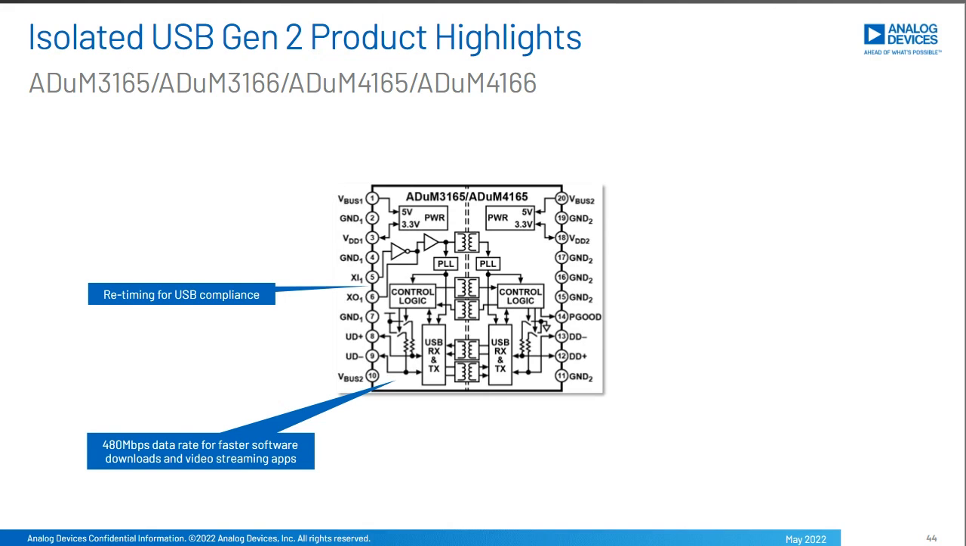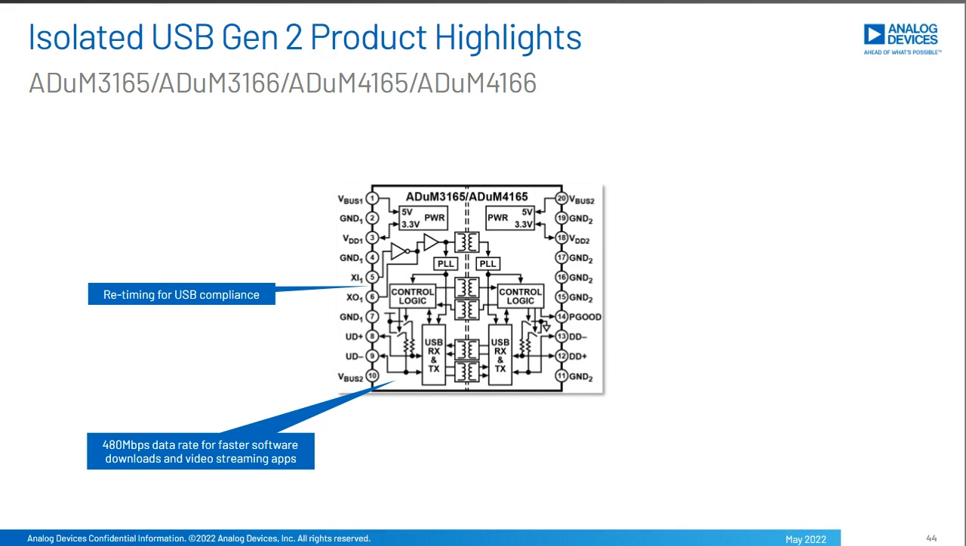There's also retiming built in. So with the high-speed 480 megabits, meeting USB compliance is a big challenge. And so we've built in a retimer to try ease that burden of the customer. And so all the data is retimed and you get a completely clean eye out the side where the data is retransmitted.